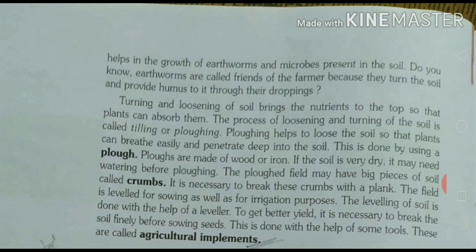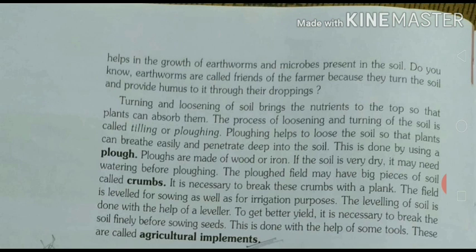Plowing helps to loosen the soil so that plants can breathe easily and penetrate deep into the soil. So these things we already discussed. Now plowing is done by using a plow. Plows are made of wood or iron. If the soil is very dry, it may need watering before plowing. तो अगर मिट्टी बहुत ही ड्राई है तो प्लॉविंग में दिक्कत होगी. So that's why it's quite better before plowing the soil it must be irrigated. The plowed field may have big pieces of soil called crumbs.